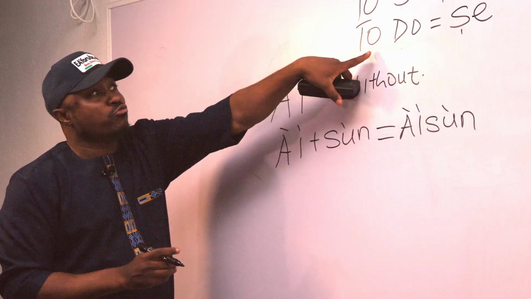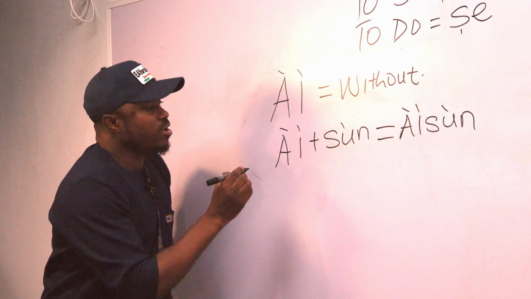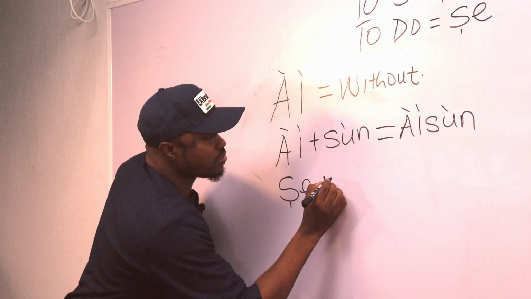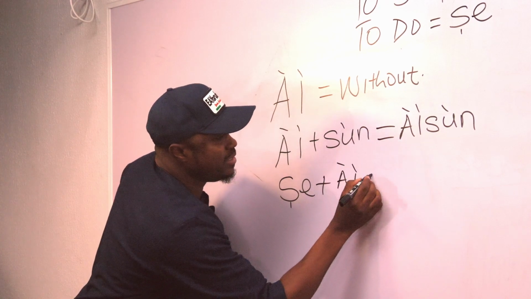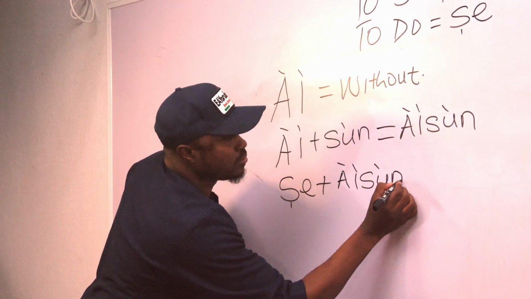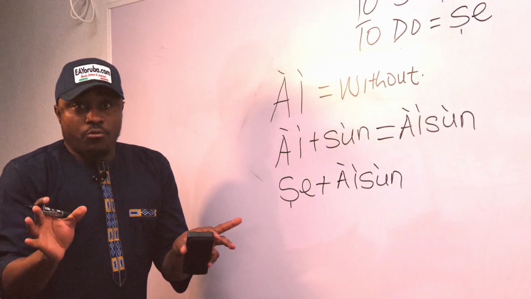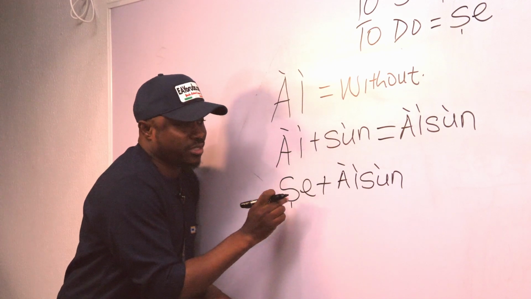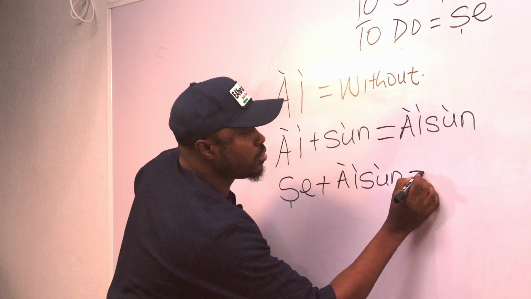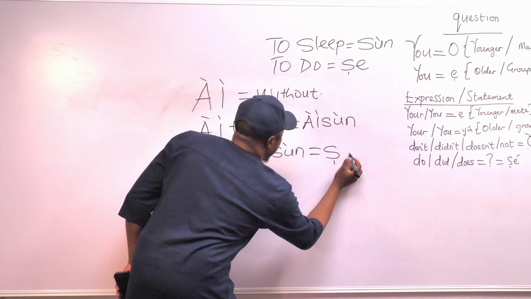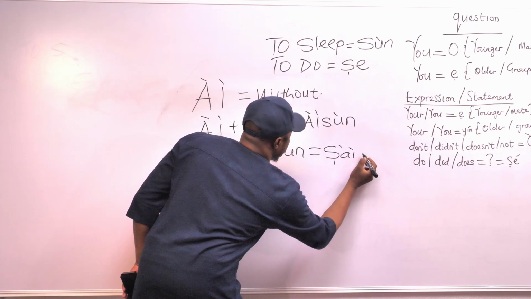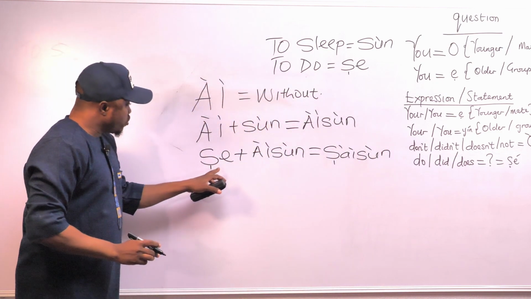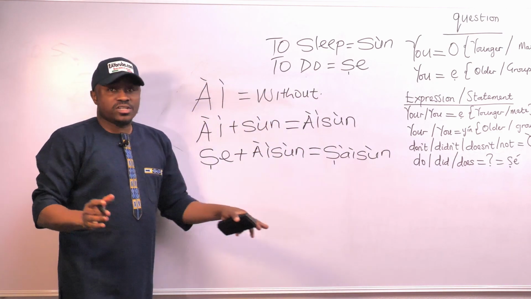Now, and to do in Yoruba is she. So if you then say she plus àìsùn. And when two verbs follow each other in Yoruba, you take the one that is next to the first consonant. Then that's where you get the word sha. So she àìsùn will give you àìsùn.